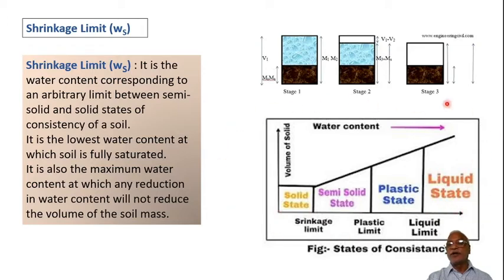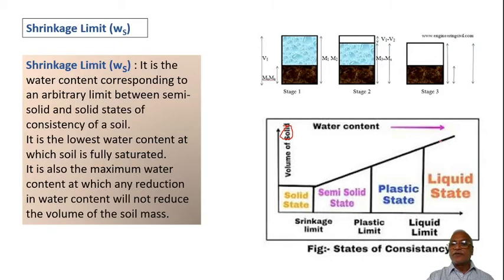In this particular graph, which explains the consistency limits or Atterberg limits, we have water content on the horizontal axis, and on the vertical axis volume of the soil. Here it is written as volume of solids, but it is volume of soil. Let me write it properly. So this is volume of soil actually, right? So here there is a volume of soil.